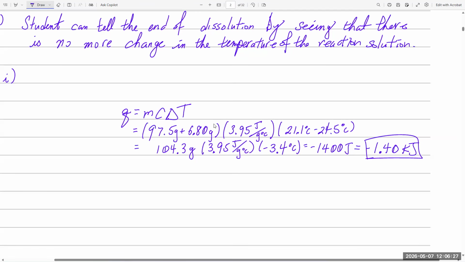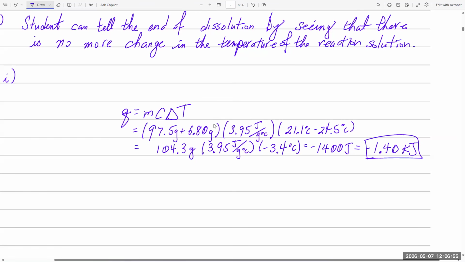All right, so let's go back. Part 2 is done. Let's go to part D. The calorimeter is not perfectly insulated. Would this cause the magnitude of the delta H calculated in part 2C to be greater than, less than, or equal to the accepted value? Well, let's think about that. So if there's no insulation, what happens? We have heat loss, right? Heat loss equates to what?